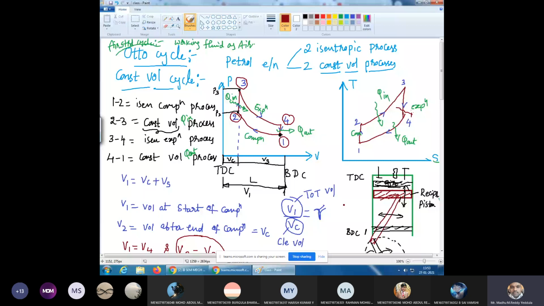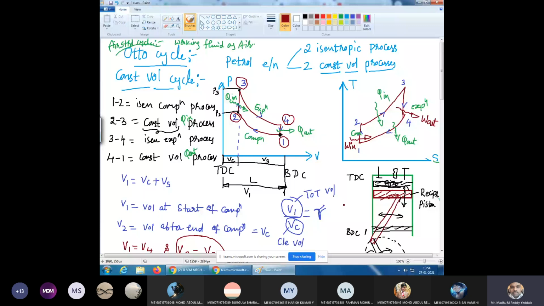Okay. Again, 4 to 1 is the heat rejection process. According to theory, it is at constant volume, but practically it is not. We'll explain, because 4 to 1 is the constant volume. Again, 1 to 2 is compression. In order for the compression to occur, we need to give work input, that is the W. Work input, heat addition, work output, heat rejection. This is the PV and TS diagram.